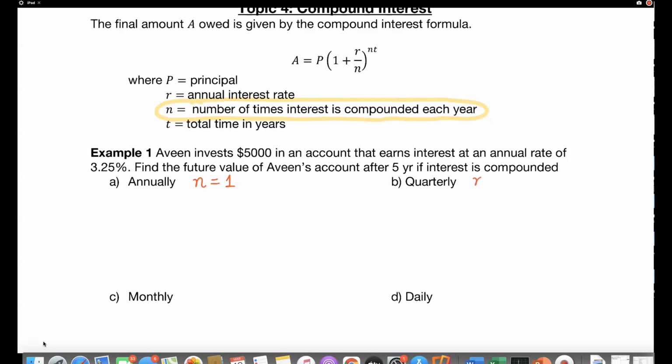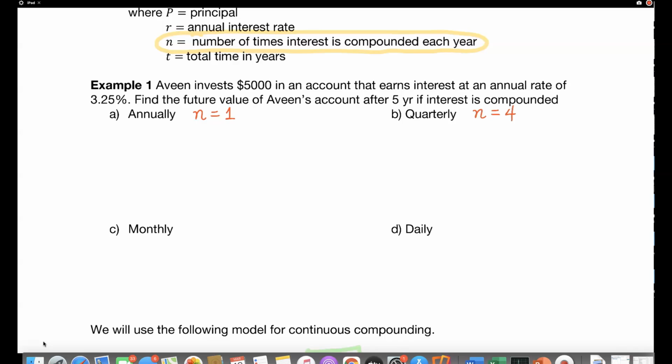We have 4 quarters in a year, right? So if it's quarterly, N equals 4. What about monthly? We have 12 months in a year, so N is 12. And lastly, what about daily? We have 365 days in a year, so your N value will be 365.